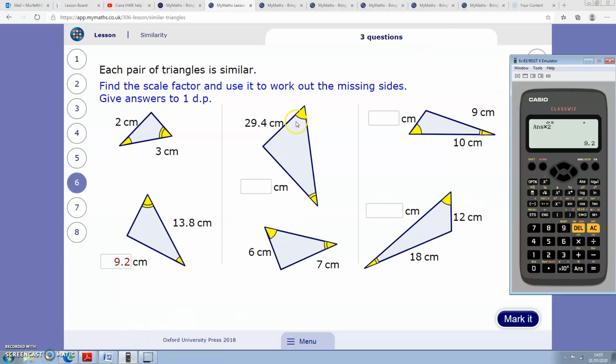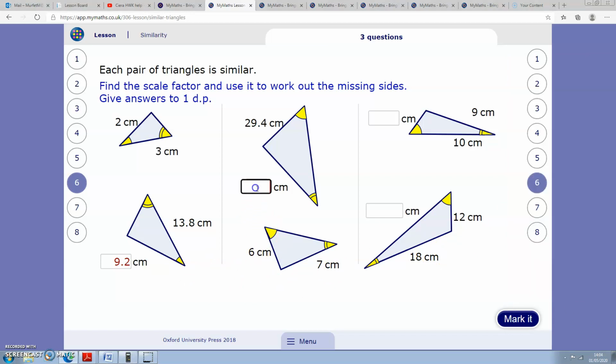Next one. That angle is the same as this one here, so this side 29.4 is the same as the 6. I'm going to divide them to find the scale factor. 29.4 divided by 6. My scale factor is 4.9. 4.9 multiplied by the 7 is going to give me 34.3.